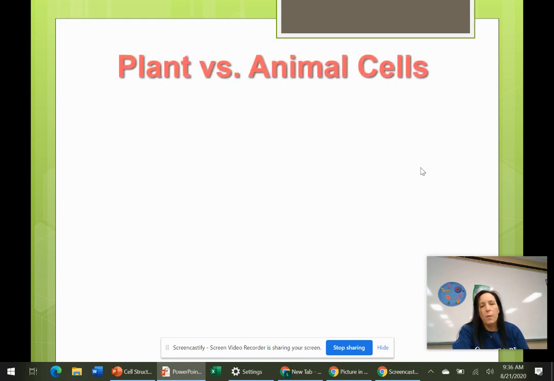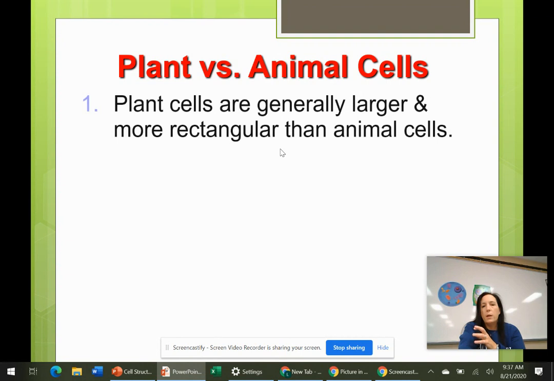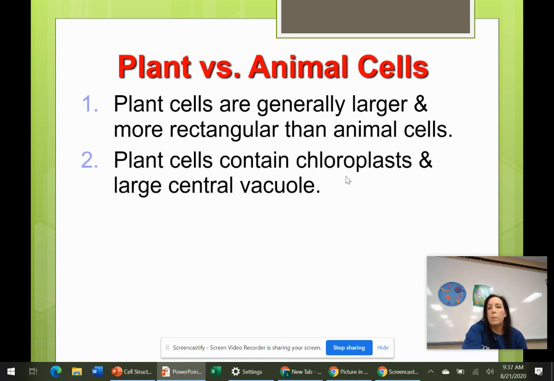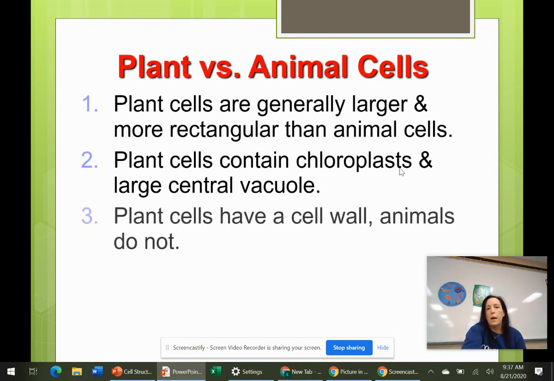What's the difference between a plant and an animal cell? Plant cells are generally larger and more rectangular than animal cells. I know the light on my board is annoying, but plant cells are usually larger and rectangular because of the cell wall. Plant cells contain chloroplasts and large central vacuoles. And plant cells have a cell wall. Animal cells don't, which is why they're more round.